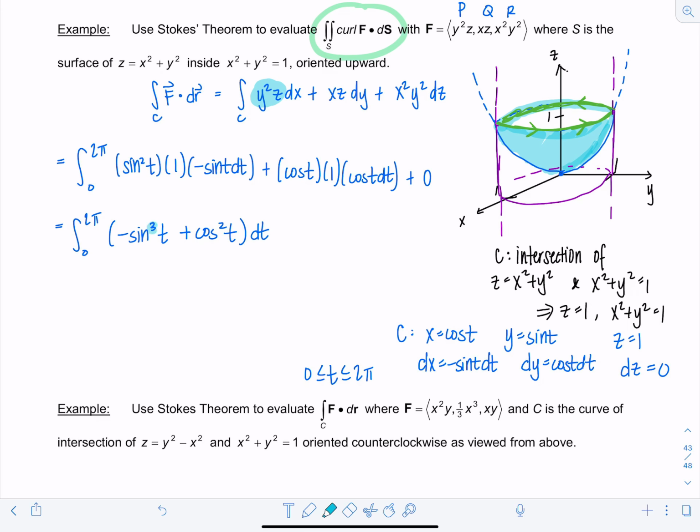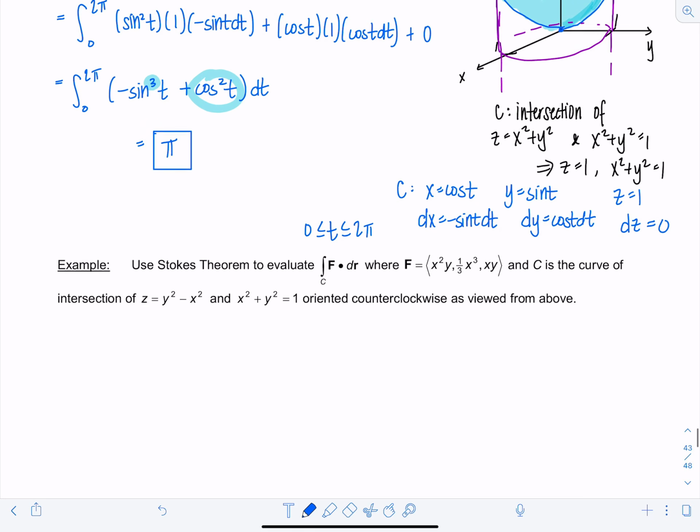You just pluck off one of those sines, change the sine squared to 1 minus cosine squared. You should probably be able to do that little u sub in your head, and then you just bust out your half angle identity for that guy, and you'll get pi for your answer. Okay, good. Last example, here we go.